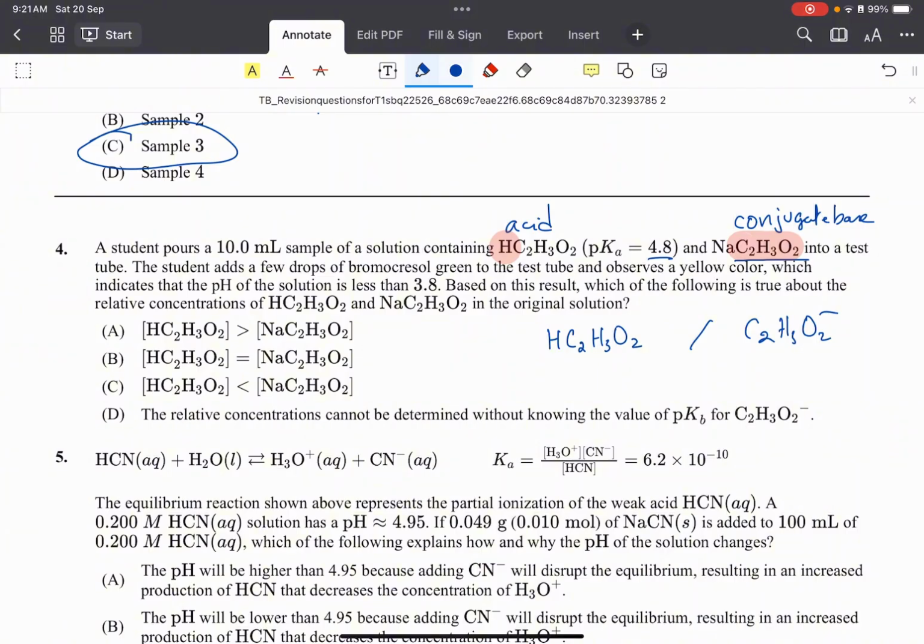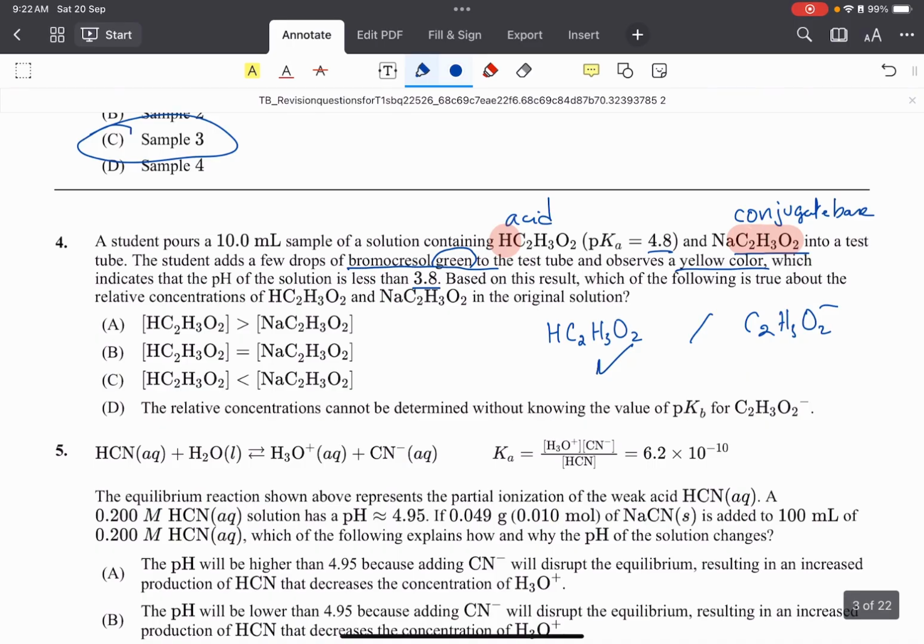The student adds a few drops of bromocresol green, that's an indicator, to the test tube, and observes a yellow color. You don't have to know the colors, but here's green. So definitely with the color change, the solution is either acidic or basic. Now, which indicates that the pH of the solution is 3.8. So the pH is on the acid side. Based on this result, which of the following is true about the relative concentrations of these two substances in the original solution? That's a very simple question. You just have to read carefully. It's acidic, that's more.